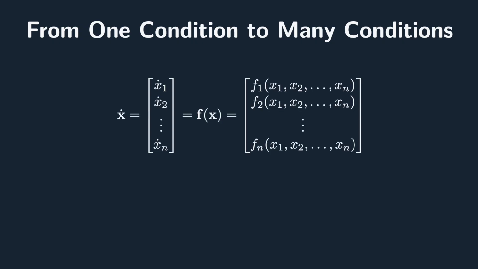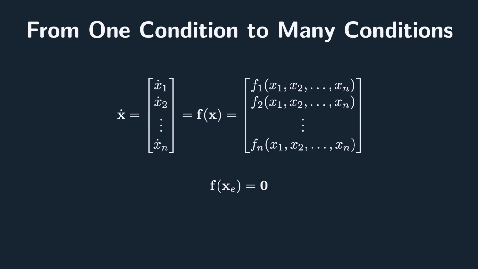Now let's unpack what the vector equation means. The state derivative vector contains the individual derivatives, x1 dot, x2 dot, up to xn dot. The vector function f of x has matching entries. f1 gives the equation for x1 dot, f2 gives the equation for x2 dot, and this continues for all states.